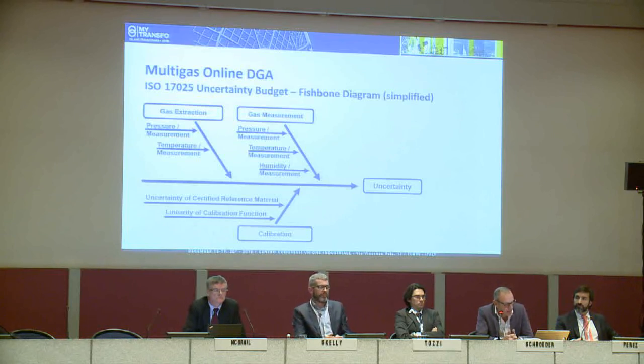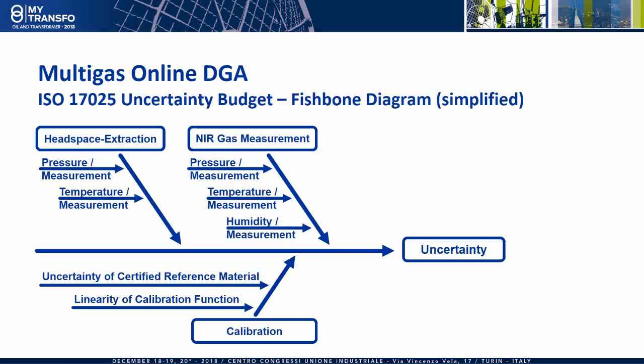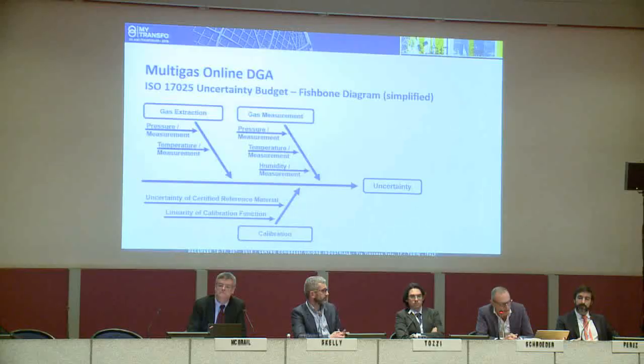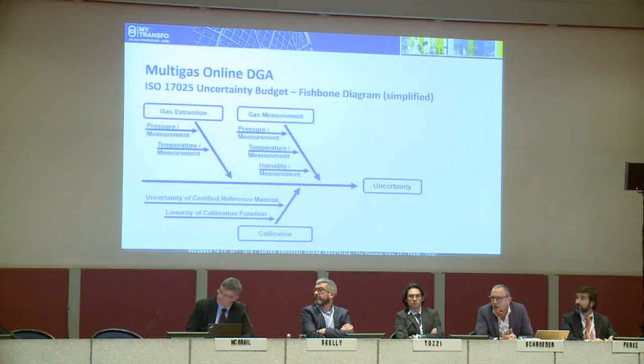And the gas measurement part only contributes a very, very small amount to the total uncertainty of an online DGA. Much more contribution comes from the gas extraction. And that leads to the fact that devices claiming uncertainties of 5 or 10 ppm can be put in doubt.